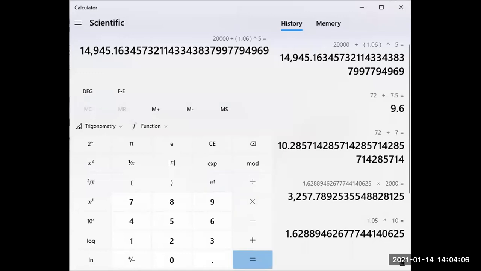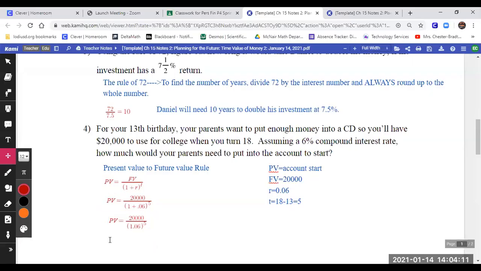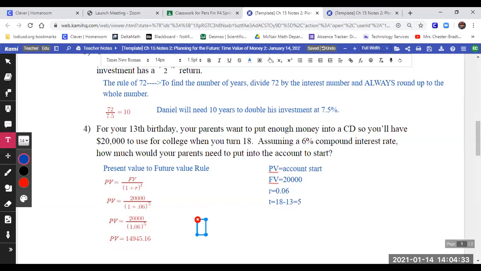Okay, let me stop. Let me switch over. So the answer to the problem, our present value, is equal to $14,945.16. We leave it like that. We don't put commas, we don't put dollar signs, we don't do anything like that. Those all come with our sentence answer. Who are we talking about? Who's the who?